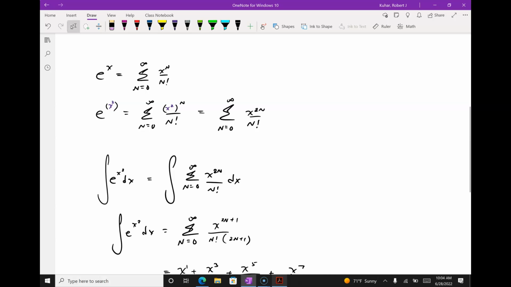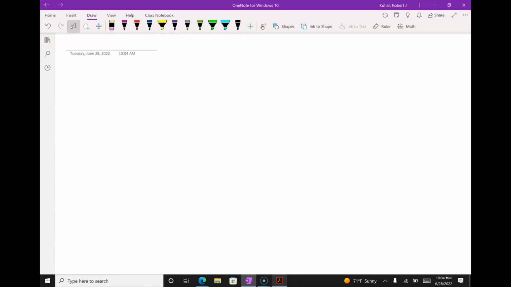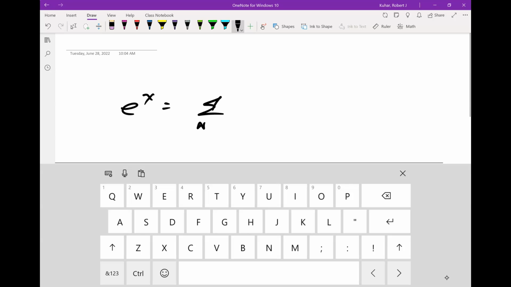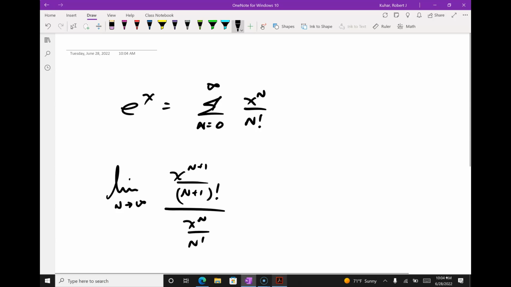Let's look at this radius of convergence. And so we're going to do that, of course, always with the ratio test. So e to the x is the sum of n equals 0 to infinity of x to the n over n factorial. We want to look at this radius of convergence, right? So the limit as n goes to infinity of x to the n plus 1 over n plus 1 factorial divided by x to the n over n factorial.